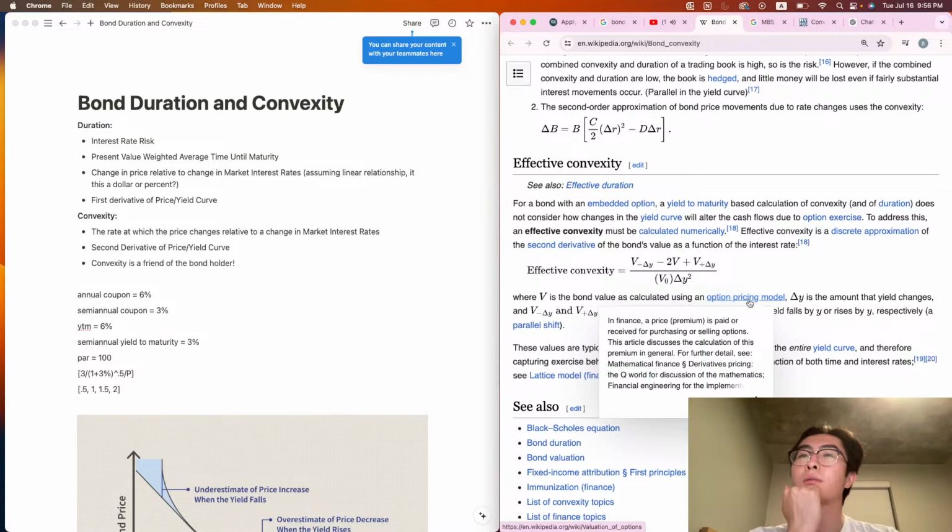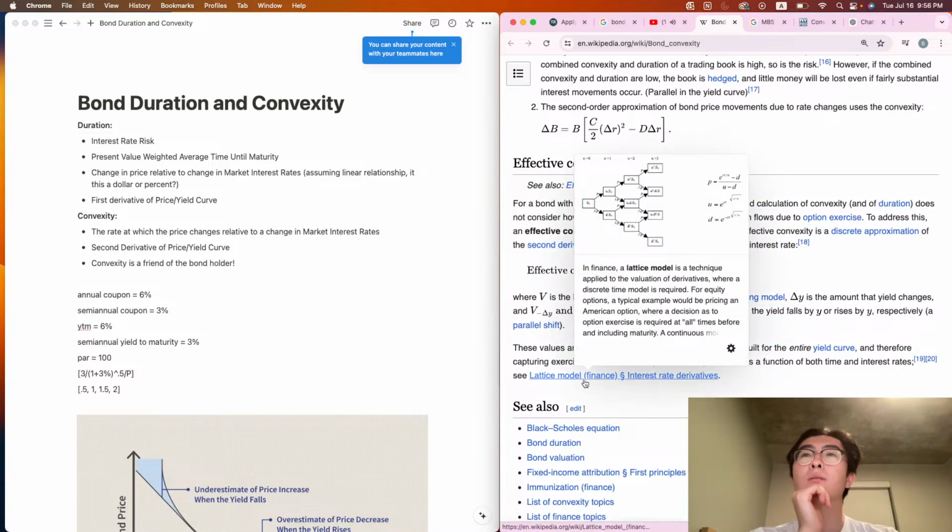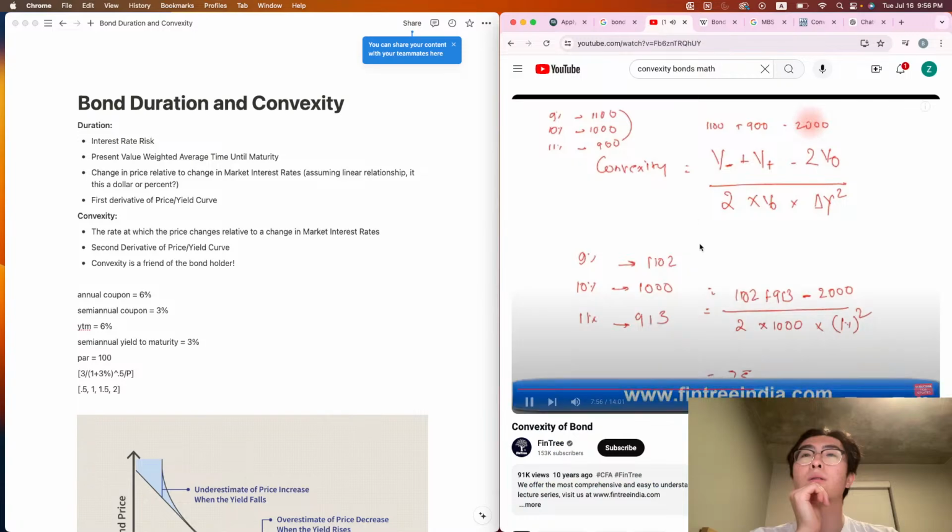If this happens, see what happens in this formula. 1100 plus 900 minus 2000. Convexity how much? 0. It's a straight relationship, no convexity. But here, when yields decrease, the price goes up less, and when they increase, it goes up more. Therefore this number came out to be a positive number in the numerator. Correct? So find out how much. Just tell me the numerator number.